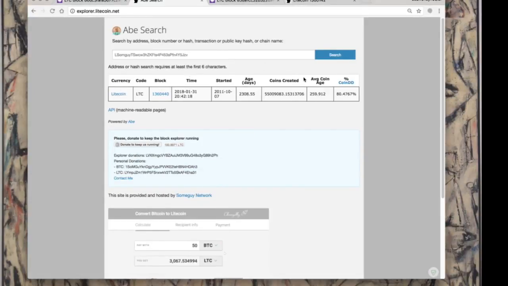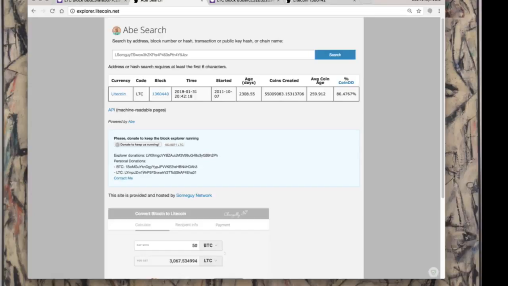First, you have the currency. So this is just the front page of explorer.litecoin.com. The block tells you how many blocks are in the total blockchain. Time is the last time the last block was relayed. Started is the starting date of Litecoin, so I guess we can consider that the birthday of Litecoin. Age is set in days, so if you divide that by 365, it'll give you, I think, like 7 years. Coins created is how many coins were created for Litecoin.